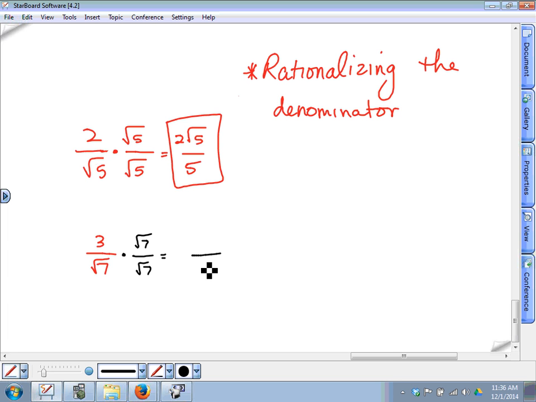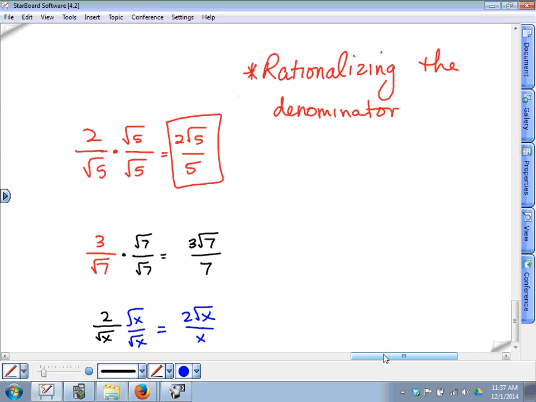So then you end up with just a 7 on the bottom, because the square root of 7 times the square root of 7 is the square root of 49, which is 7. And then on the top, 3 square roots of 7. Okay. What if we had 2 divided by the square root of x? You do the same thing. You multiply it by square root of x over the square root of x. So you have 2 square roots of x over x.